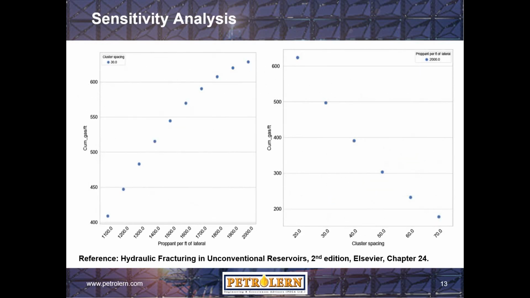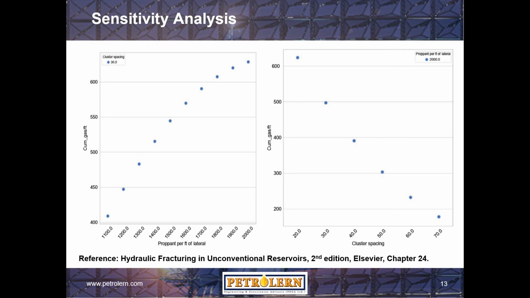So now I'm trying to understand the impact. I've trained a model now, right? Now I can understand the qualitative and quantitative impact of each parameter independently on the production performance. In this case, I've applied it to cume gas per foot. I've also applied it to EUR per foot.